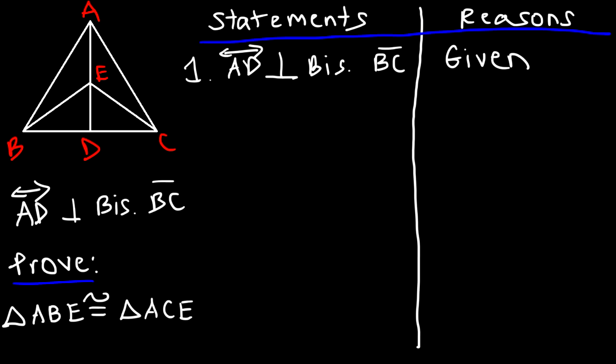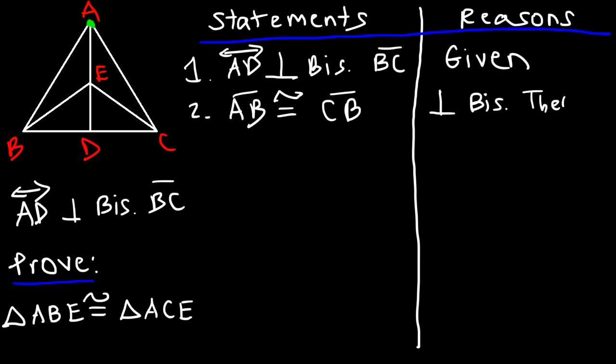So let's look at point A. Point A is on the perpendicular bisector. So that means that it's equidistant to the endpoints of segment BC. So we could say that AB is congruent to CB based on the perpendicular bisector theorem. So now let's mark the graph.